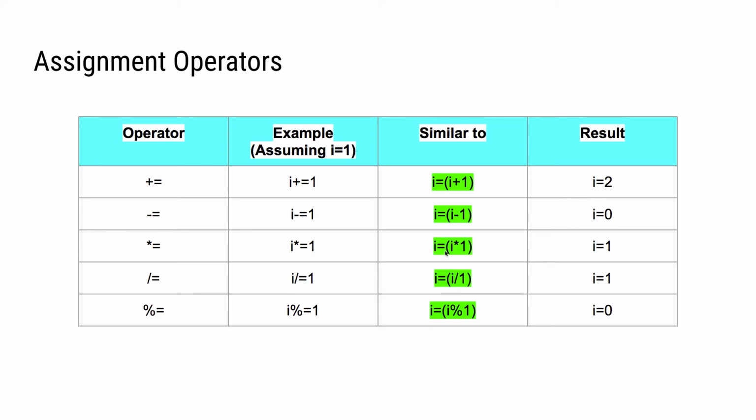Here i is equal to 1 times 1. That is, the final result is 1. 1 divided by 1, which is, the result again is 1. And here it gives the remainder of 1 divided by 1, which is 0.